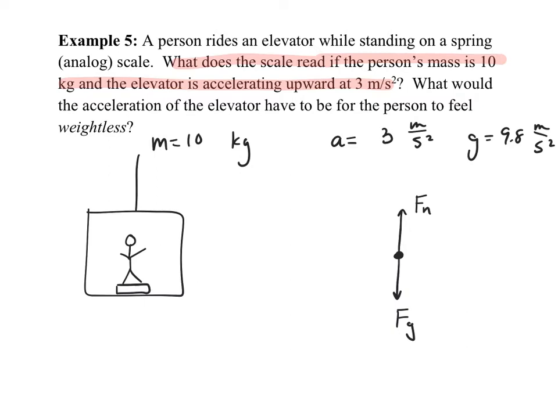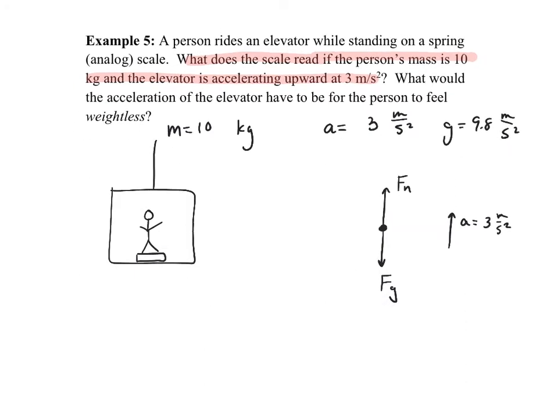So in this problem, it says, what does the scale read? So what are we really asking? What is the normal force? Now, you might think, by looking at this, we've got normal force up, we've got the weight down, they're balanced, so maybe just the normal force equals the weight. But that would assume that the net force equals 0. When does the net force equal 0? Only when you're at rest, when acceleration is 0, or you're at a constant velocity. In this problem, acceleration is upward.